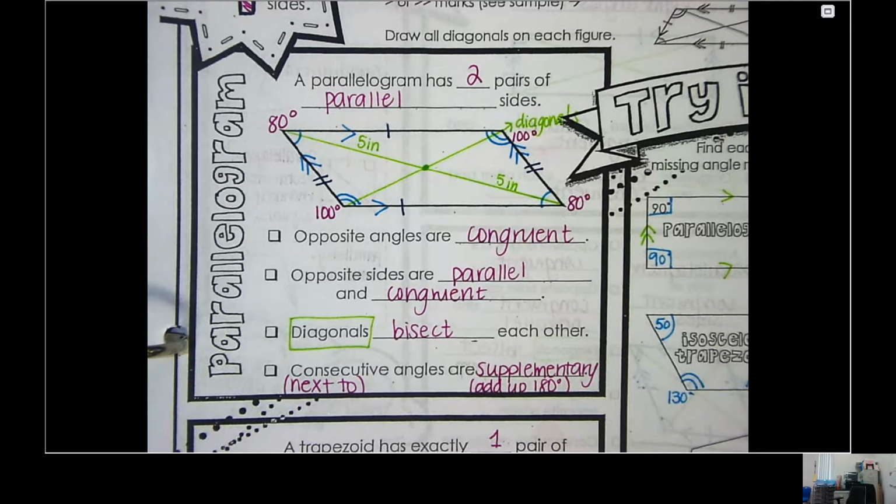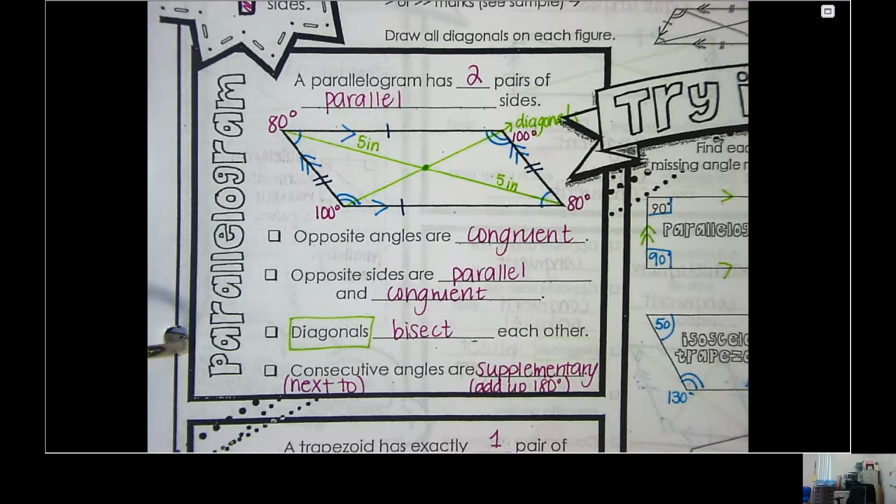What is one thing you remember about parallelograms from yesterday? What do they have? Tell me something you know about it. Parallelogram has what? It's a base word there, friends. It's got two pairs of parallel sides. Good. So the top and bottom are parallel, left and right are parallel.